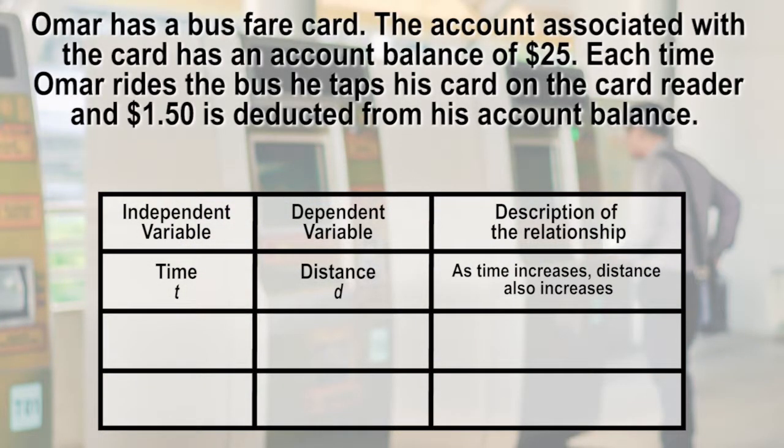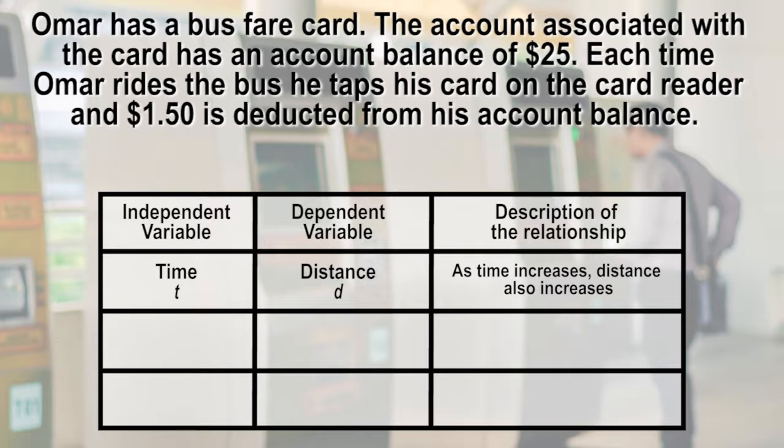Omar has a bus fare card. The account associated with the card has an account balance of $25. Each time Omar rides the bus, he taps his card on the card reader and $1.50 is deducted from his account balance. What are the dependent and independent variables in this situation?